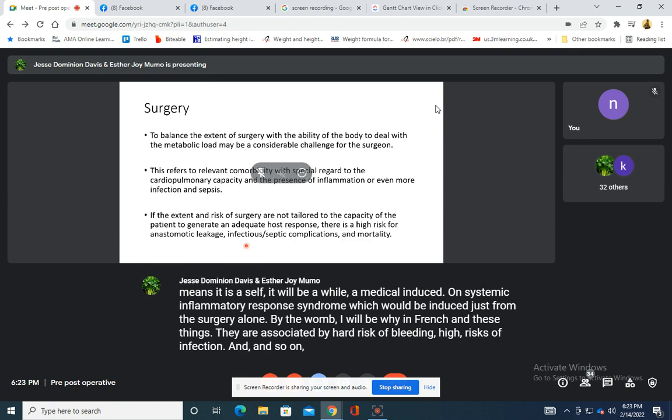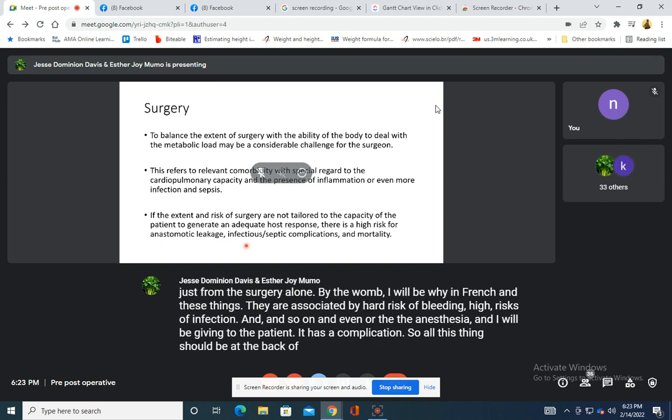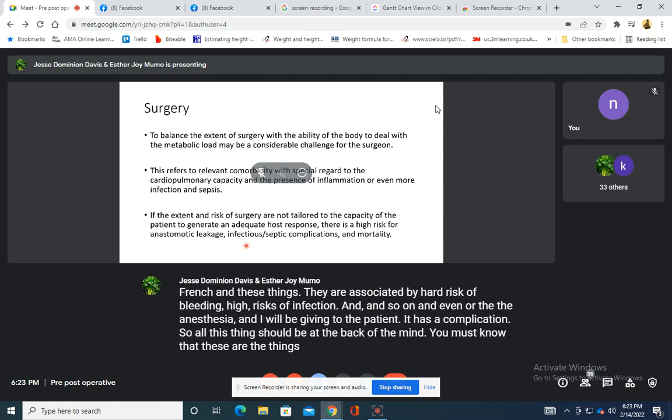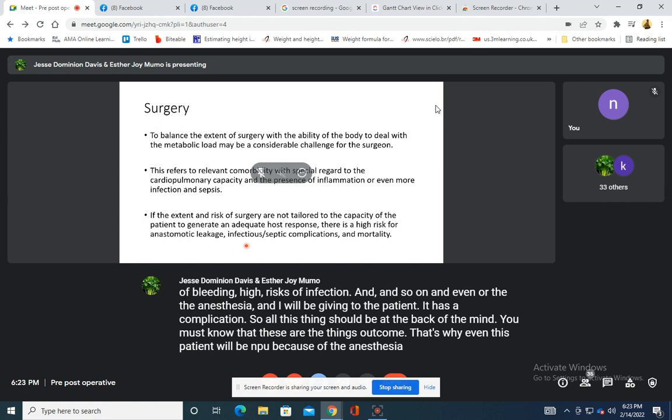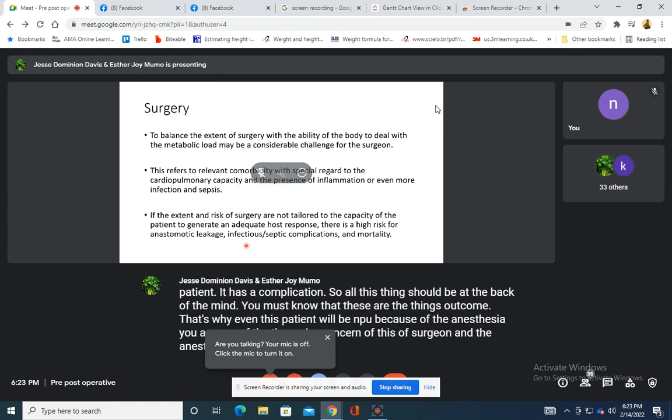And even the anesthesia that will be given to the patient has its own complications. So all those things should be at the back of your mind. You must know that these are the things that will come. That's why this patient will be NPO because of the anesthesia. One of the major concerns of the surgeon and the anesthetist is the patient aspirating when you give them the anesthesia and they have fed.